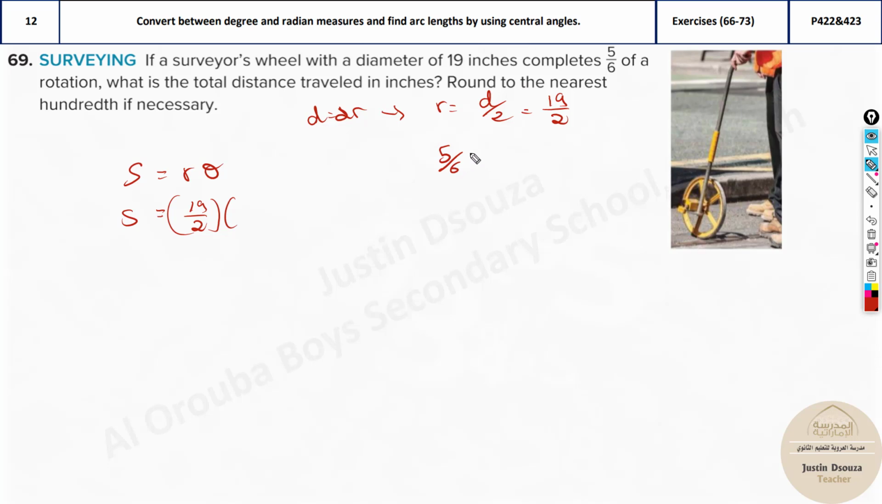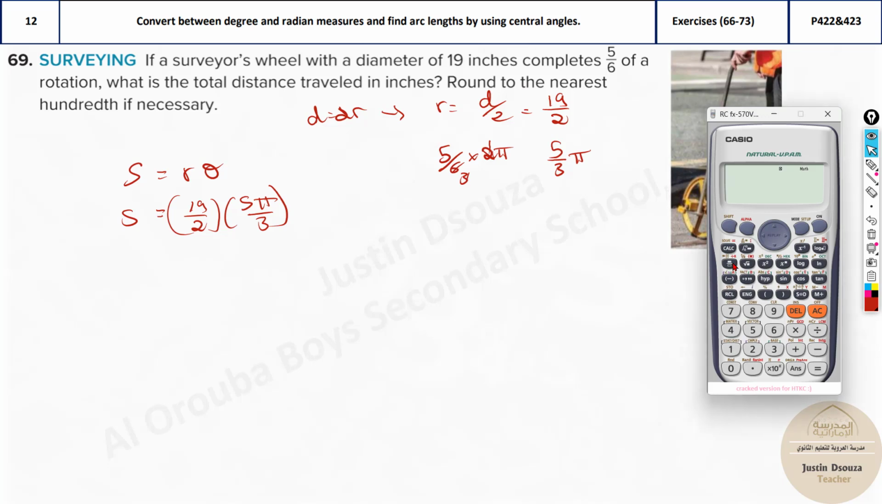How much is a full rotation? In radians we need, not in degrees. It's 2 pi radians. So 5/6 would be 3 times 1 time. So it will be 5 by 3 pi. So 5 pi by 3. This is it. Just put this in calculator, you will get the answer. We will do it in the calculator. Here all you need is 19 divided by 2 multiplied with 5 pi by 3. The answer is 95 by 6 pi, or it is 49.74.